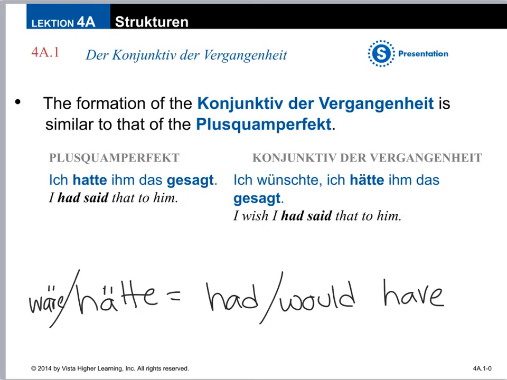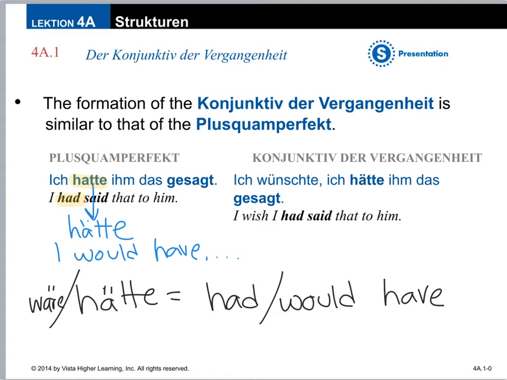So just like those examples showed you, the formation of the Konjunktiv der Vergangenheit is very similar to the Plusquamperfekt. Instead of using hatte or war, we're using wäre or hätte to mean that had or would have hypothetically. So here's an example in the Plusquamperfekt. Ich hatte ihm das gesagt. I had said that to him. If I changed hatte to hätte, now you're saying I would have said that to him.